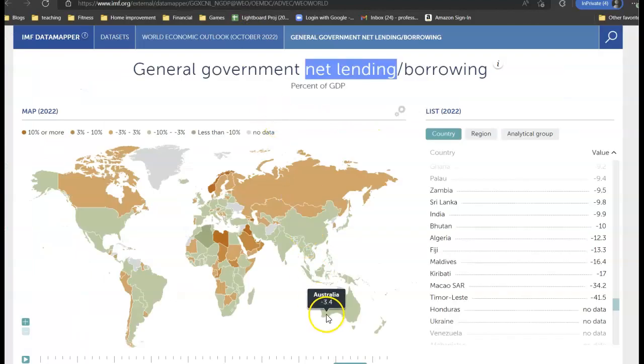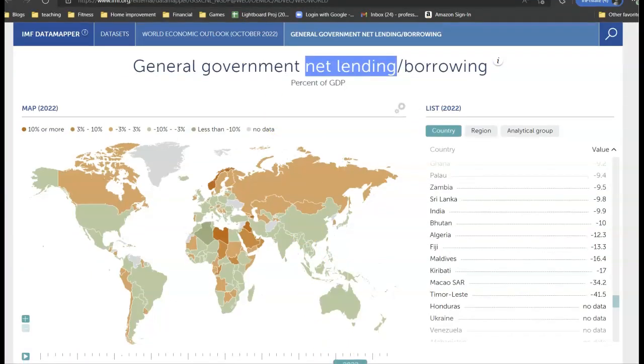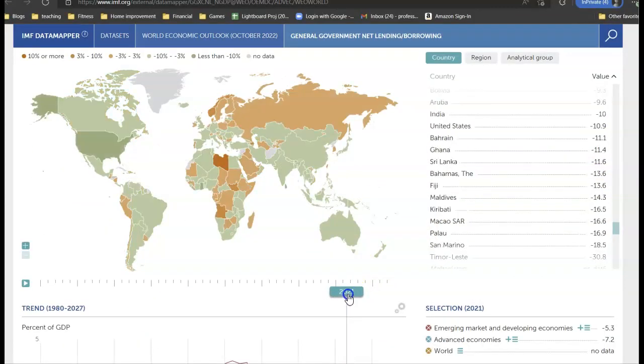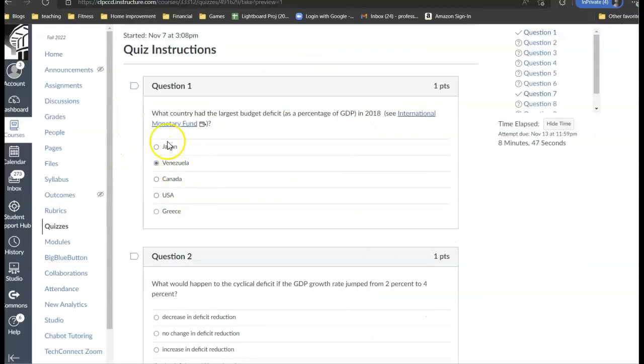So you've got to use this slider right here down below. Let me scroll down a little bit here. And you could find 2018 right here. And then I want you to find the largest negative number to answer this question.